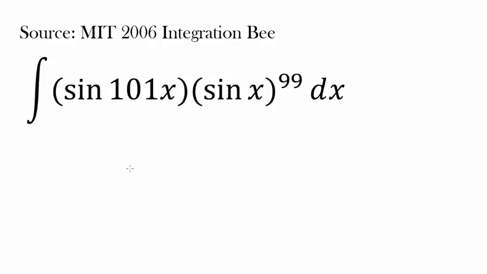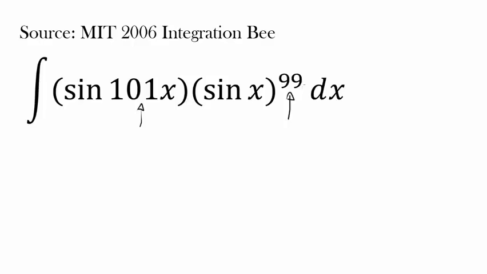What is this? Sine of 101x times sine of x to the 99th power? 101x and 99th power. Oh man, what do we even do? I have seen a lot of crazy mathematical questions in my life, but this one is insane. This is one of the craziest.